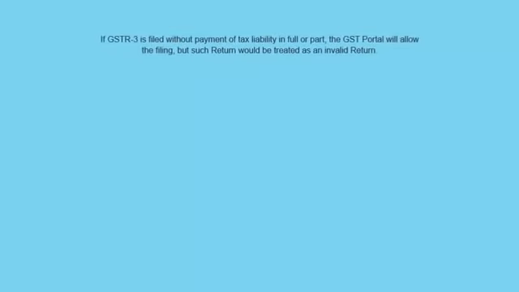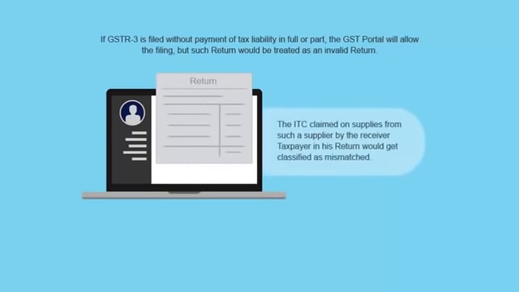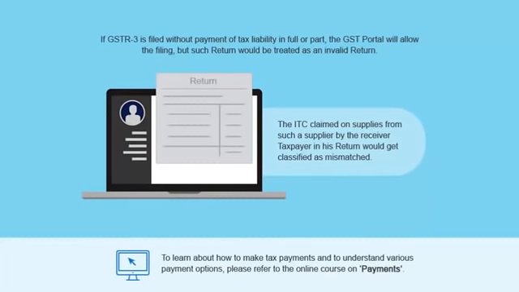If GSTR3 is filed without payment of tax liability in full or part, the GST portal will allow the filing, but such return would be treated as an invalid return. Consequently, the ITC claimed on supplies from such a supplier by the receiver taxpayer in its return would get classified as mismatched. To learn about how to make tax payments and to understand various payment options, please refer to the online course on payments.